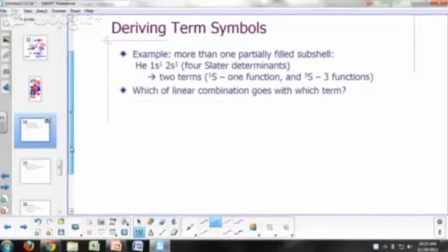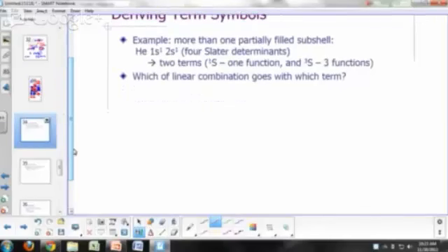Now, what if you have more than one partially filled subshell? For example, helium excited state 1s1, 2s1. That gives you 4 Slater determinants. What are those 4 Slater determinants? You can have 1s, 1s bar, 2s, 2s bar.